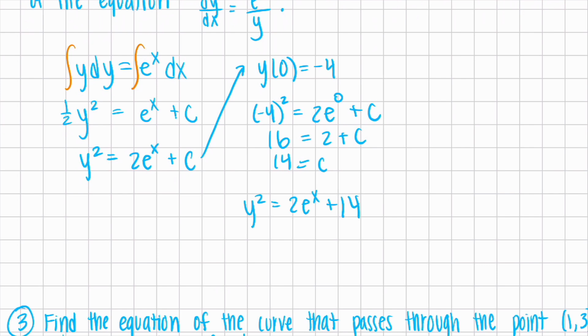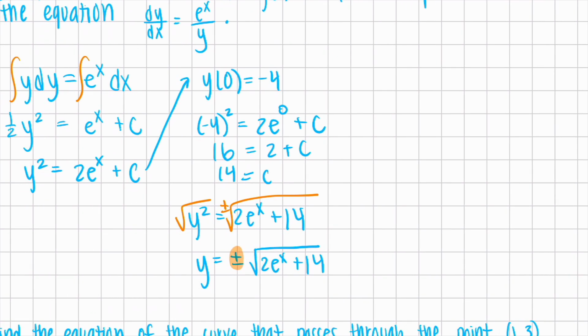We're going to now get rid of the squared, so I'm going to square root both sides. Don't forget the plus or minus out front. Y equals plus or minus the square root of 2e to the x plus 14. Now, same thing as the previous problem, we need to decide whether we want the positive or the negative. So to do that, you're going to look back at your initial condition.